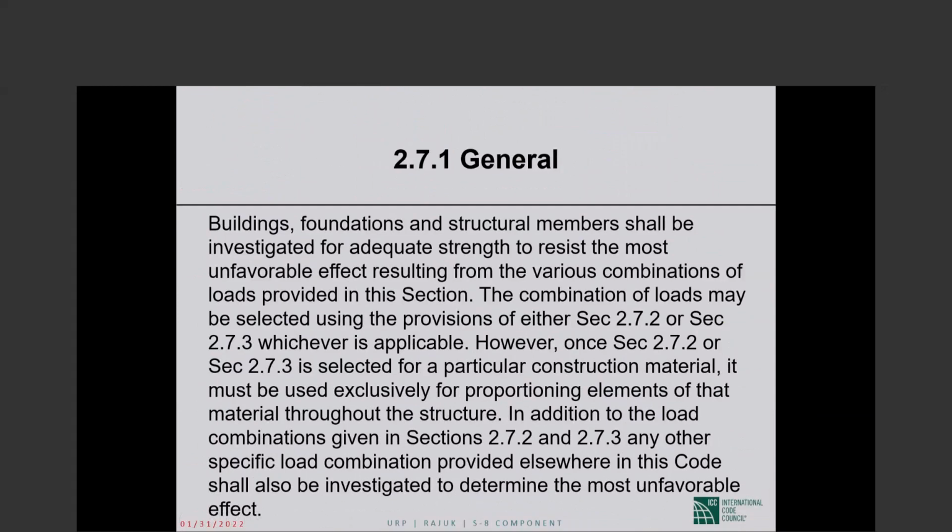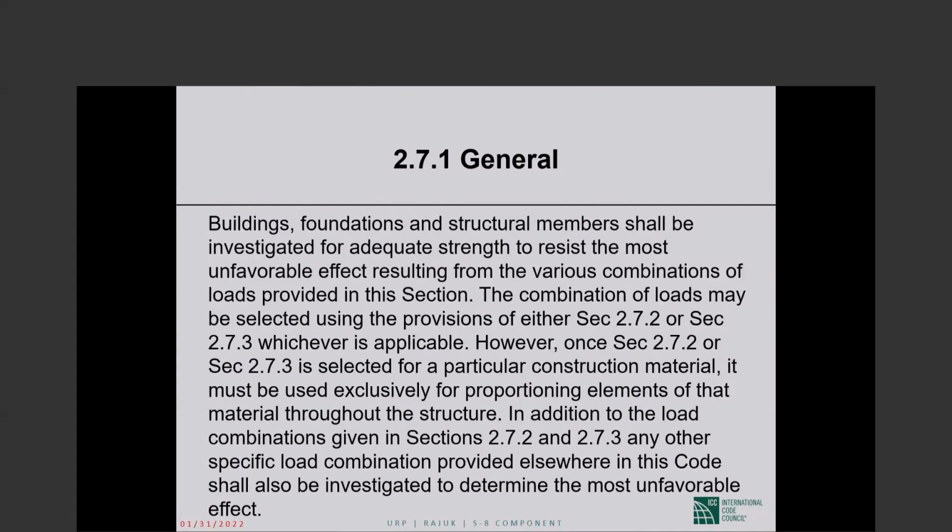Okay. Buildings, foundations, and structural members shall be investigated for adequate strength to resist the most unfavorable effect resulting from the various combinations of loads provided in this section. So you have to consider multiple load combinations in the design of a structure.